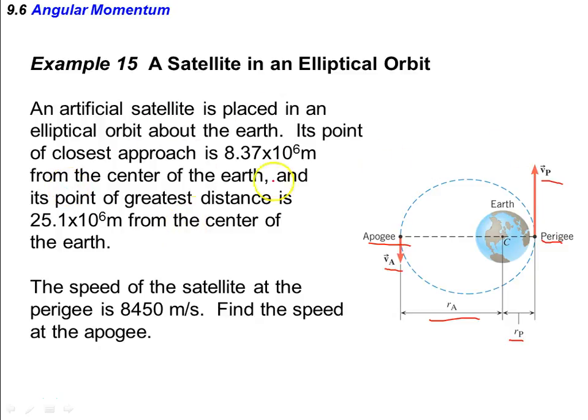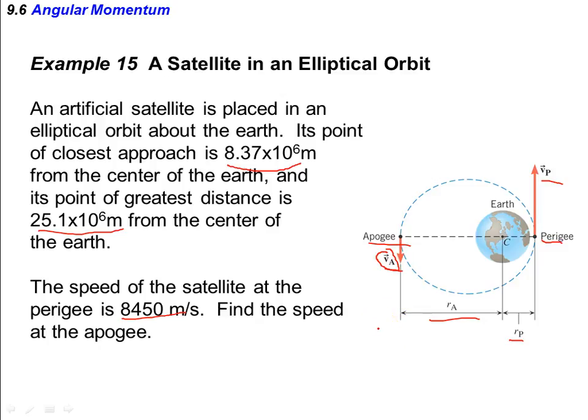So let's look at this example. We have an artificial satellite that is placed in elliptical orbit about the Earth, and its point of closest approach is 8.37 times 10 to the 6th meters from the center of the Earth. It is at its greatest distance at 25.1 times 10 to the 6th meters from the center of the Earth. The speed of the satellite at the perigee is 8,450 meters per second. We want to find the speed at the apogee. So that's looking for, what is this VA?